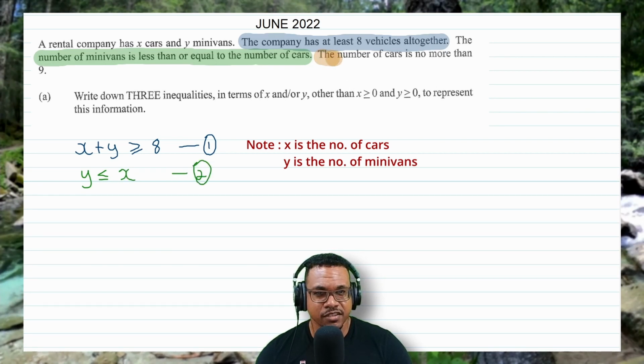And then we have that the number of cars is no more than 9. So again, remember that X is the number of cars. So that means X is no more than 9. So X is less than or equal to 9. So our third inequality will be X is less than or equal to 9.